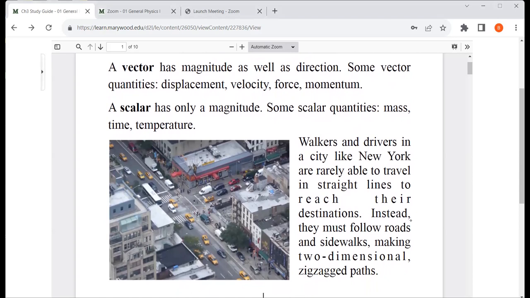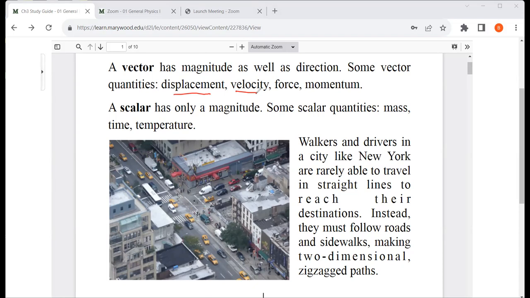Okay, so what is vector? A vector has magnitude as well as direction. Okay, so what it means? It means to describe a vector we need both magnitude and direction. Okay, so some of the examples are displacement, which we already learned, and then velocity we already learned, force, momentum you will be learning later. Okay, position is another vector quantity.